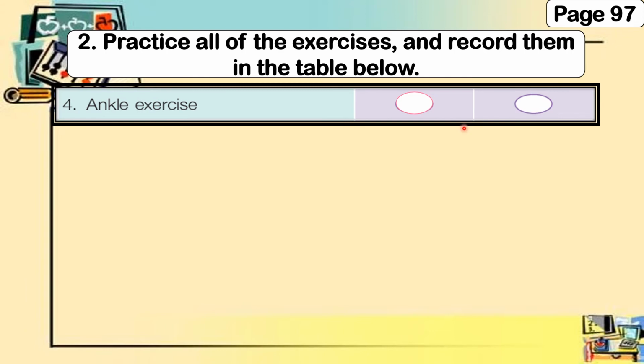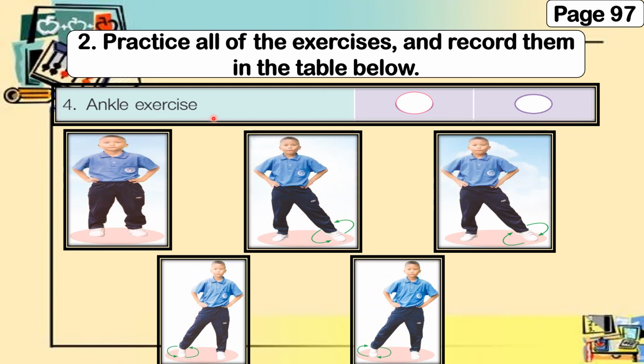In number 4, we have ankle exercise. So these are examples of ankle exercise. Now you try to do them and then after it, can you do it or you cannot do it? You put 1 check only.